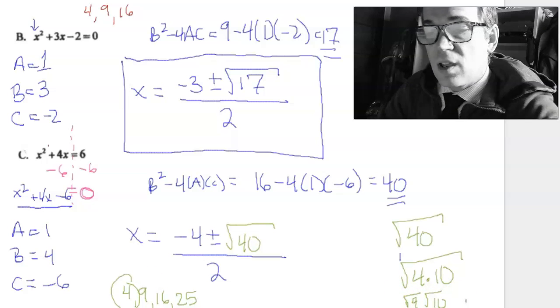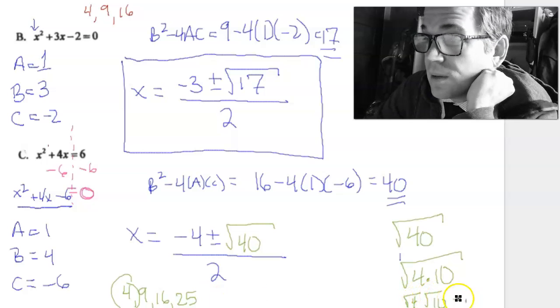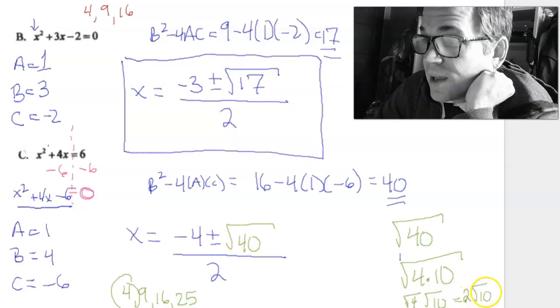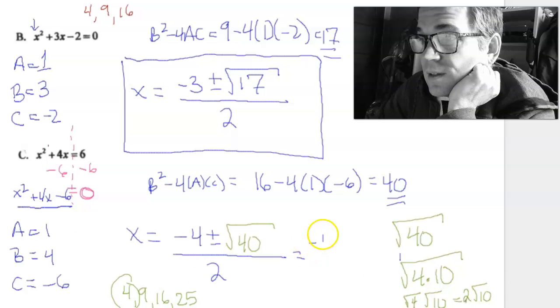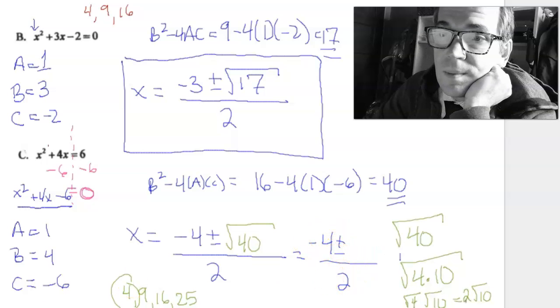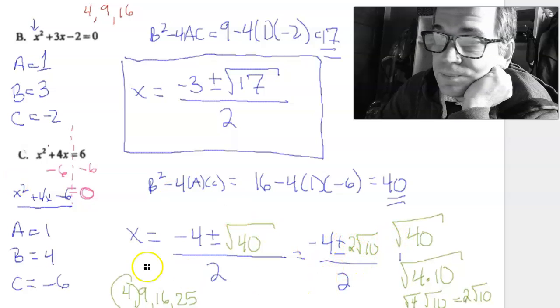Oh my gosh, I wish I could just write a 4 and not have the pen turn it into a 9 every single time. That'd be great. So it's 2 radical 10. So what I actually have here is this stays the same. This stays the same. But that becomes 2 square roots of 10.